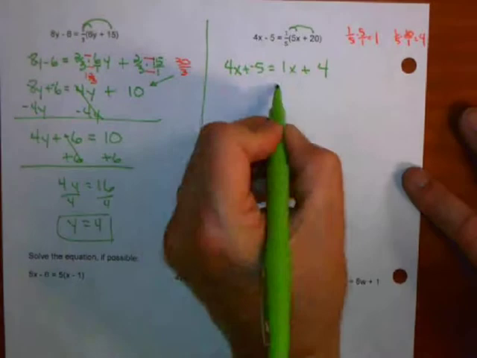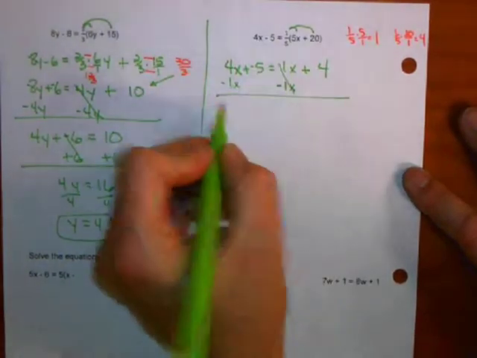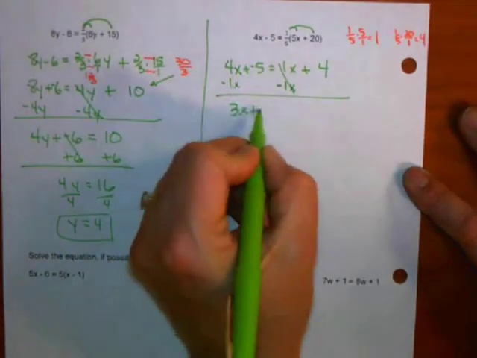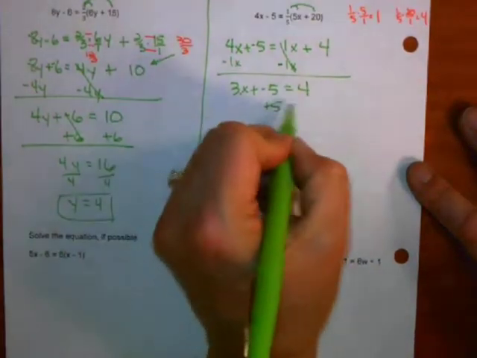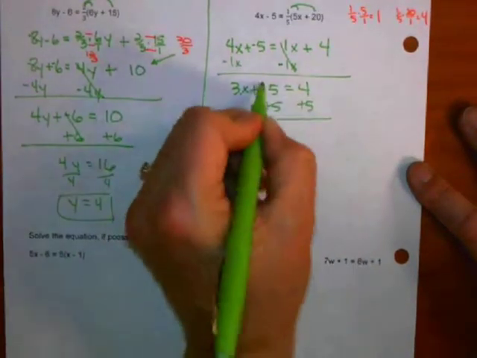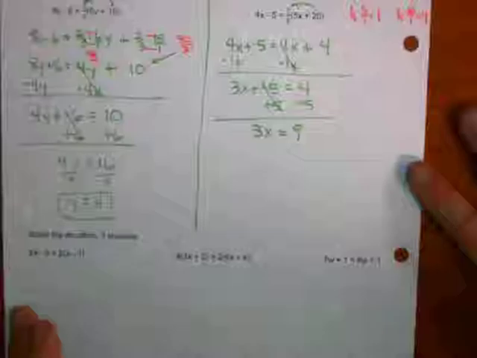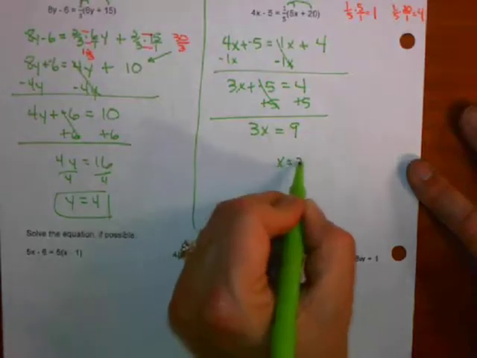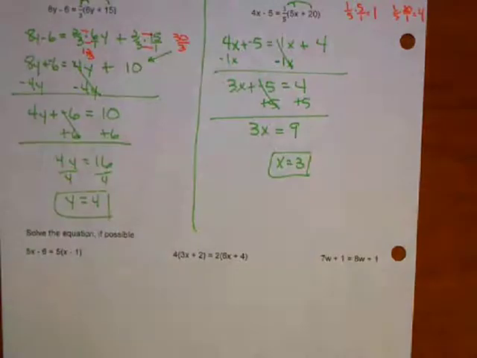Now we solve this. We could just subtract 1x, subtract 1x. 3x plus negative 5 equals 4. Add 5, add 5. You don't even have to really finish it. It's just this fraction thing that I want you to figure out. The rest of it's the same.